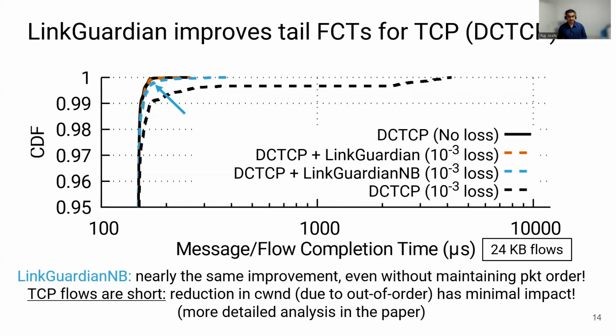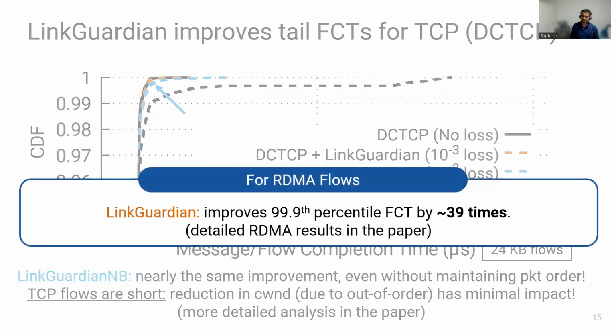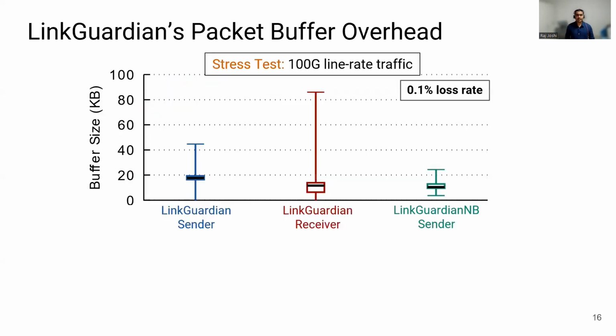The reason for this result is that when TCP flows are short, any reduction in congestion window due to out of order retransmission has a minimal impact. You can find more detailed analysis on this result in the paper. As for the RDMA flows, LinkGuardian improves the 99.9 percentile FCT by 39 times and we show detailed RDMA results in the paper. LinkGuardian's main cost is its consumption of packet buffer overhead to buffer packets.